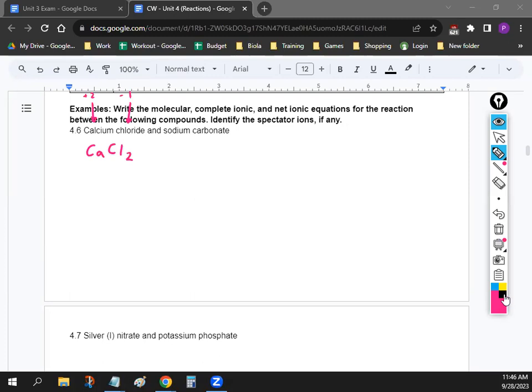Okay. Let's move on to the next one. The next one is sodium carbonate. So sodium is Na+, so this one is +1. And then carbonate is CO3 2-. So how many sodiums do we need to balance out the carbonate? 2. Yeah. Okay.